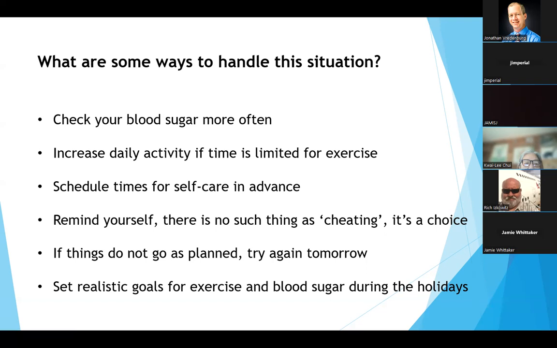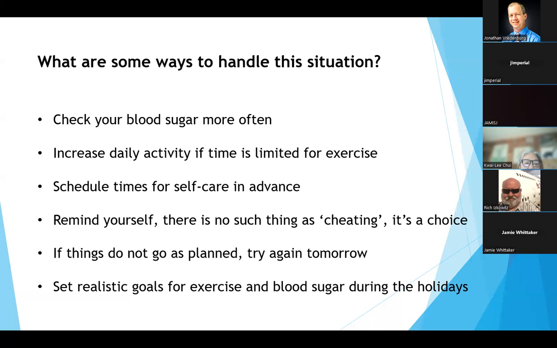So when we look at ways to handle this situation, it's all about trying to plan ahead. And I think the secret sauce when we look at navigating the holidays is scheduling those times for self-care in advance. Know that I'm going to have a lot of social occasions, a lot of dinner parties, a lot of family gatherings. So you have to be a little bit more strategic in how you wedge self-care into that busy schedule, because you have to take care of yourself first before you can take care of anyone else.